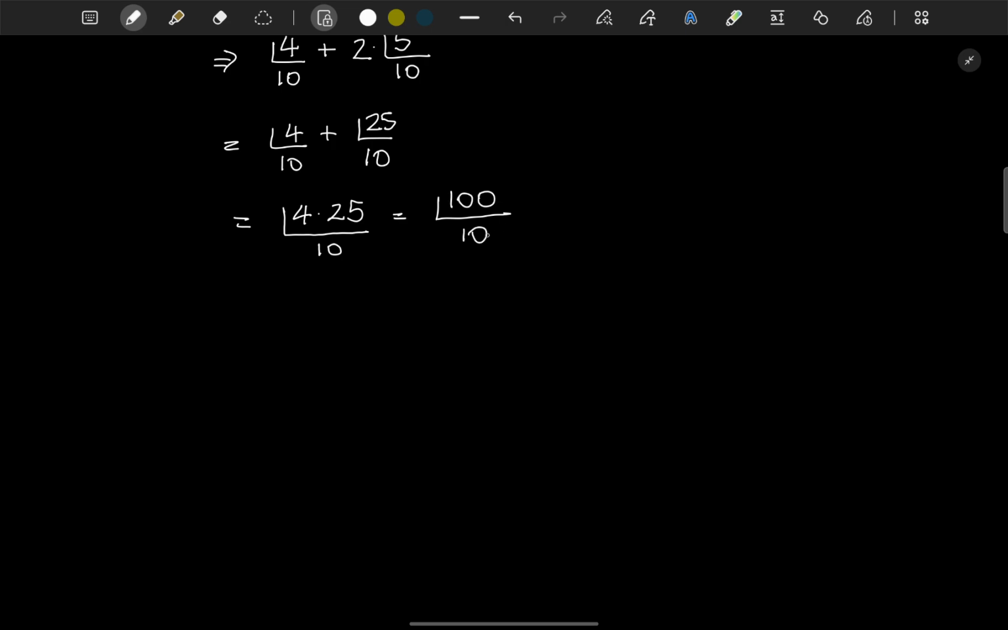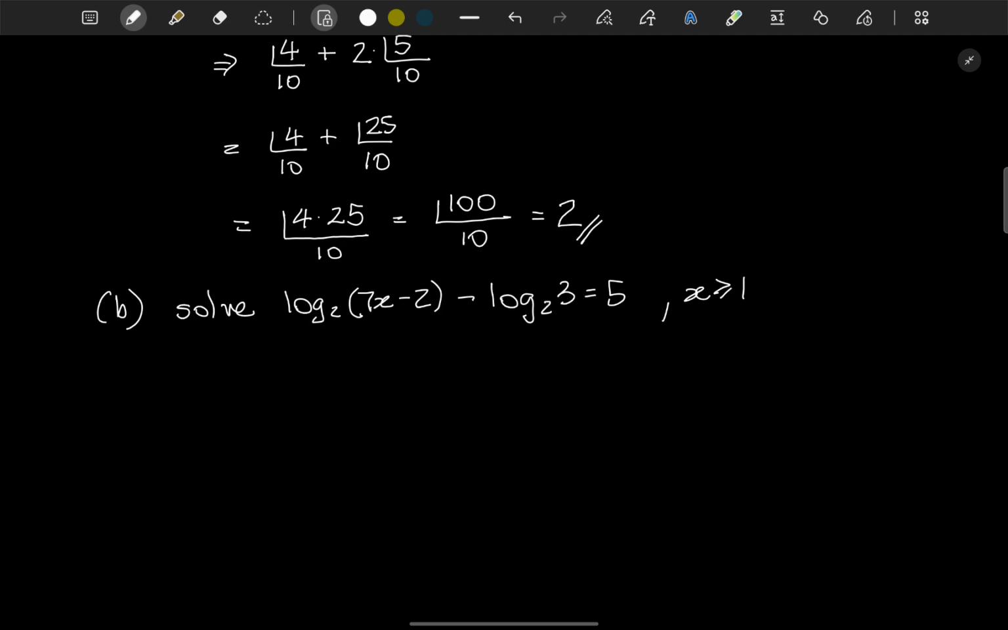So we ask ourselves, 10 to the power of what is 100? Or we could say 100 root what is 10. And clearly 10 power 2 is 100. So the answer is 2. Now that was part A of a 2-part question. So here's part B.